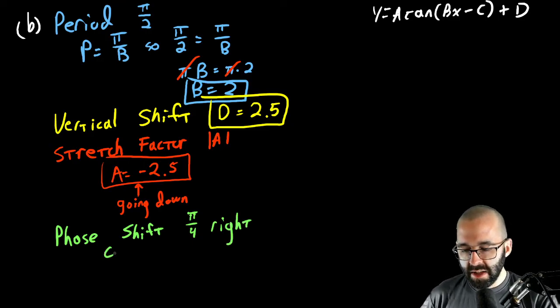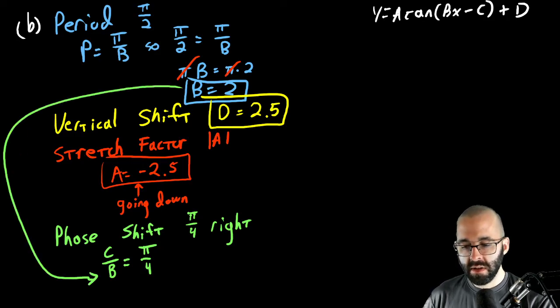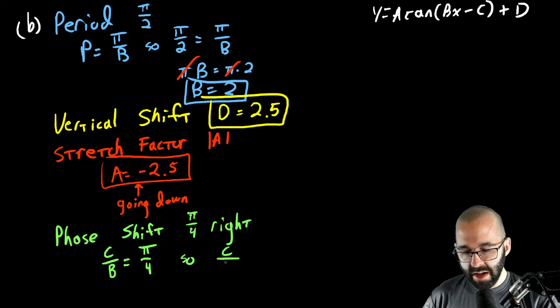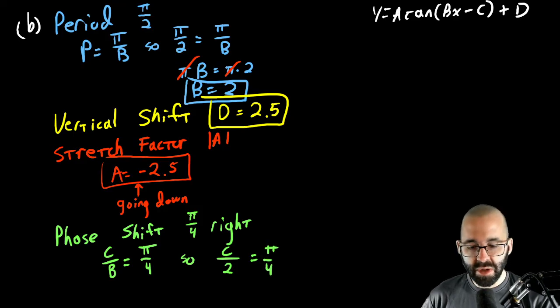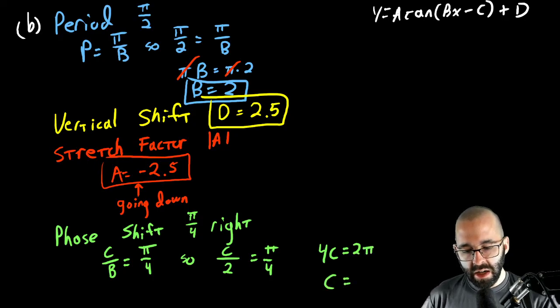So what does that mean? That means C over B is pi over 4. We know that B equals 2. So that means that C divided by B, B is 2, is pi over 4. Cross multiply. That's going to give us 4C equals 2 pi. Divide both sides by 4. And you should get C is pi over 2.